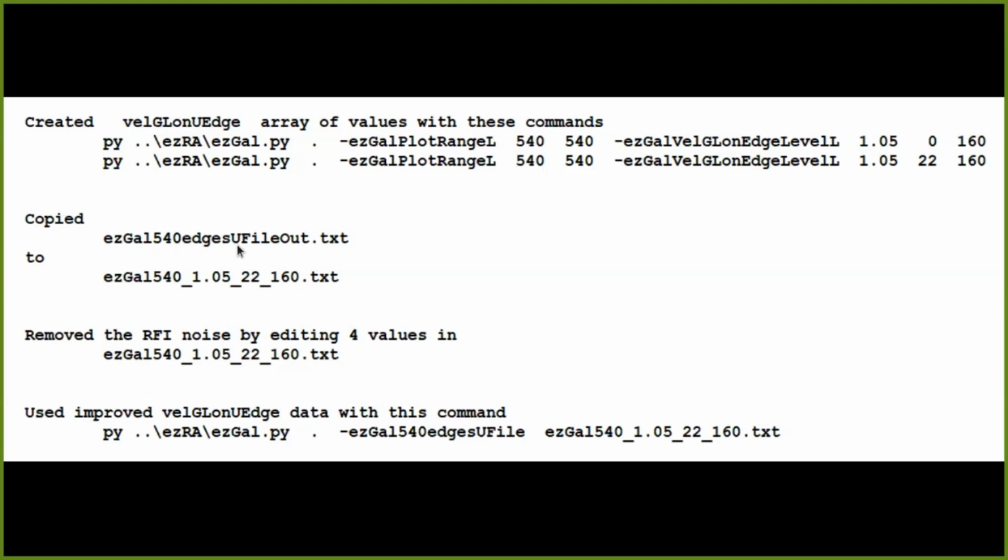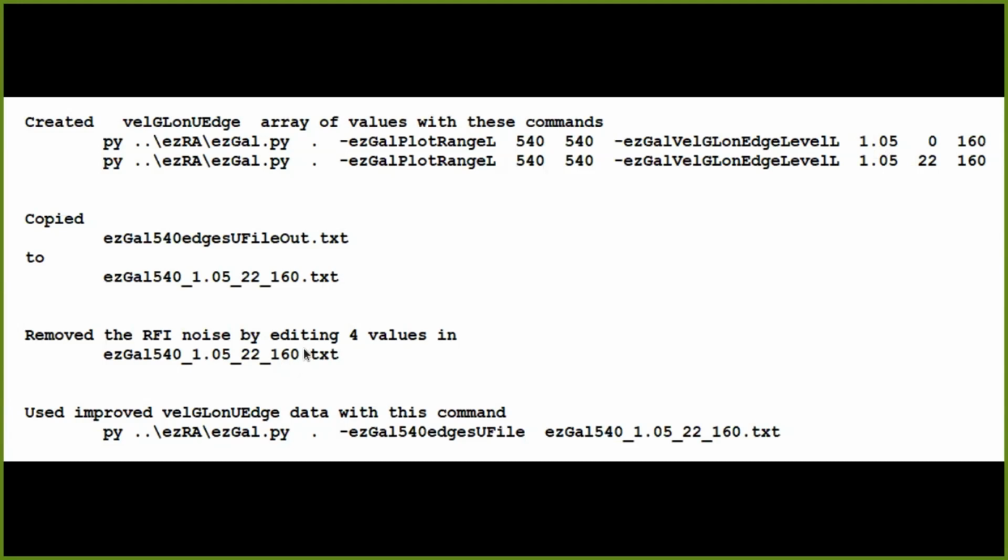Here's the U for upper, file out.txt. Every time ezGal writes, it will step on this file. So I better copy it to another name. I made a complicated name. You could call it Fred as far as I'm concerned. ezGal 540. And then I put the numbers in here that I had used eventually .txt. I edited that file. You saw how I changed 4 values. I even left the original values in using comment characters. I used a whole bunch of comment characters. You could use one or just delete the line.